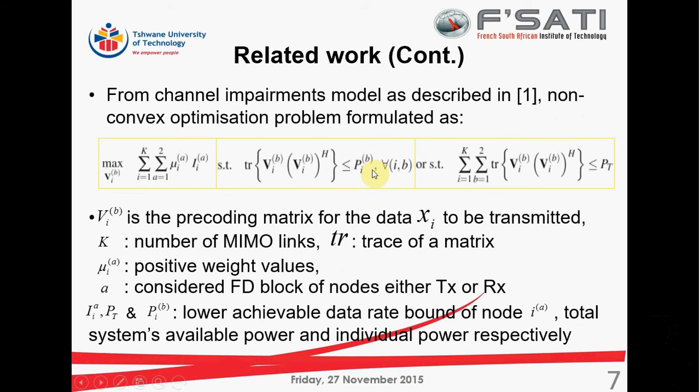And this is subject to the constraint of power, either individual power or total power. But in either case, it has also been proven in literature that it doesn't really matter which type of constraint one uses, individual or total power, they both yield more or less the same result.